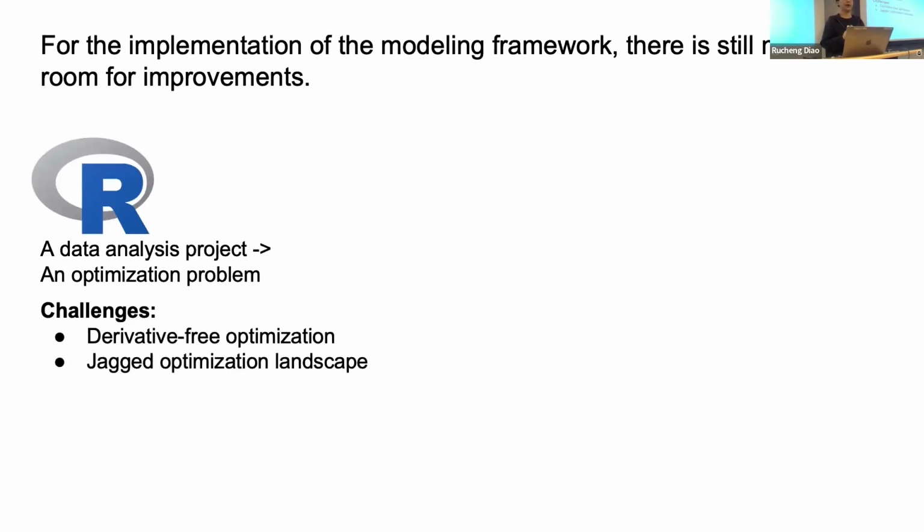For example, because of the model itself, we ended up having to use derivative-free optimization, and we need tools for that. And we also observed that our optimization landscape is a lot more jagged than the optimization problem the algorithm that R comes with can handle. So that's when we asked if we can find a different optimizer that performs better than what we have.